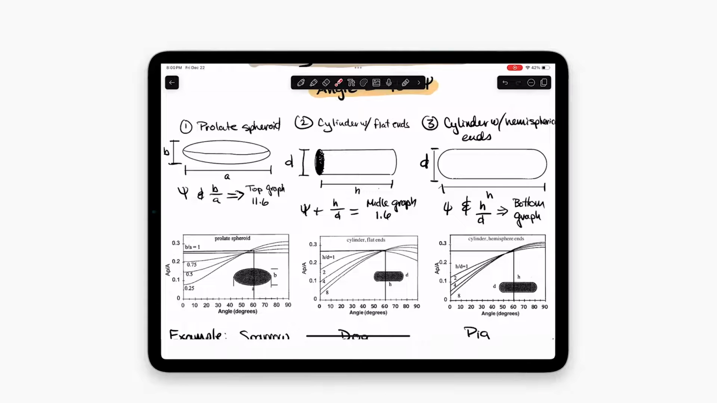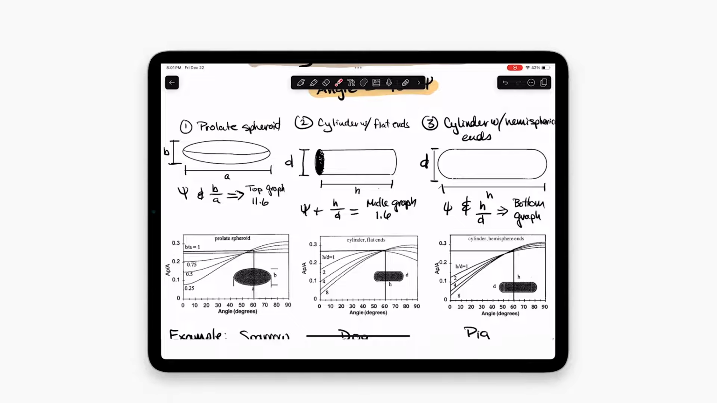For a prolate spheroid, we simply need to know a couple of things. First of all, the diameter of the sphere, that's here A, and the height of the sphere, that's B right here. When we know A and B, and we also know the angle with which the radiation impinges on that object to the longitudinal axis, so that would be this angle right here, then we're able to go to this graph and actually figure out what AP over A is.